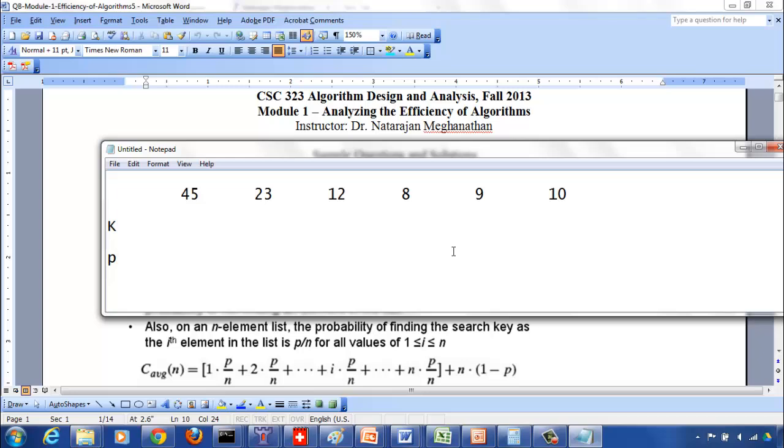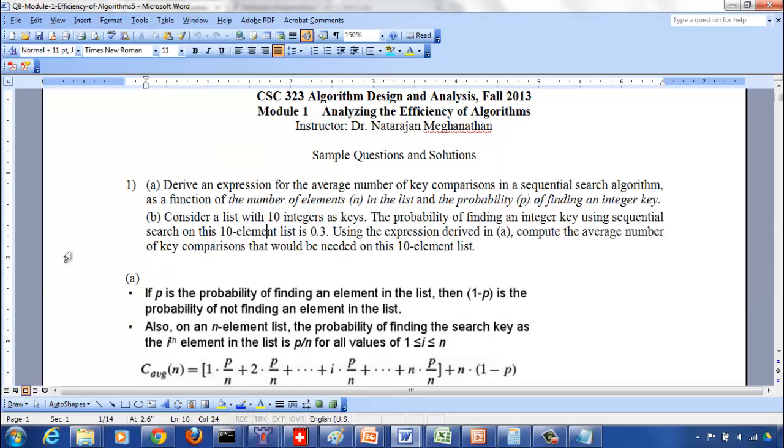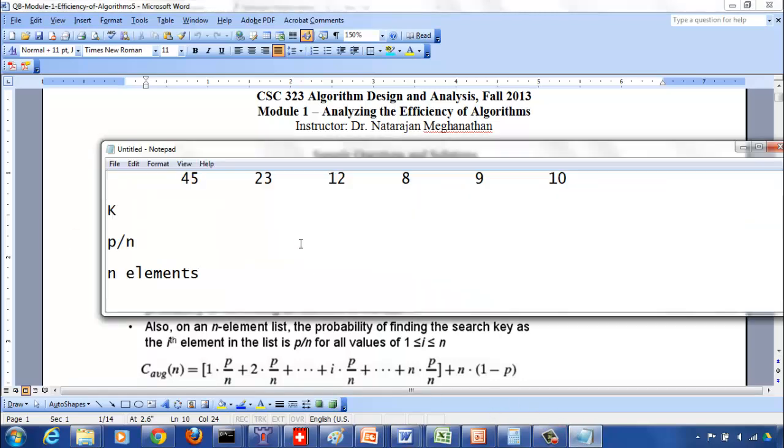So if p is the probability of finding an element in the array, then p over n is the probability of finding the element in a particular index of the array, because the array has n elements. So the probability that the search key you're finding is in a particular index is p over n. If that is the case, then remember, the basic operation here is comparison. You're comparing whether the key is equal to any of these elements in the array.